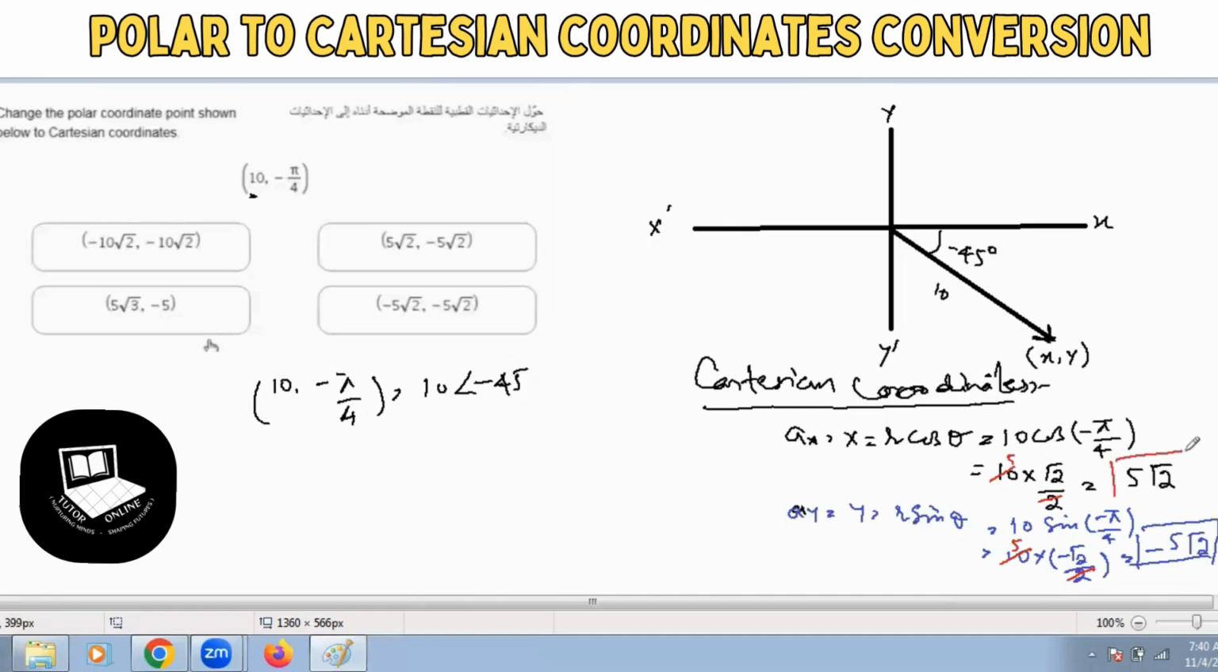So these are the two coordinates. And we can write here that the Cartesian coordinates of this vector are 5 root 2 and negative 5 root 2. So our option will be this one, option 2. That's how we can convert complex numbers from polar form to rectangular form, or Cartesian coordinates. In other words, our vector 10 at negative pi by 4 is equal, in the Cartesian plane, to 5 root 2, negative 5 root 2.